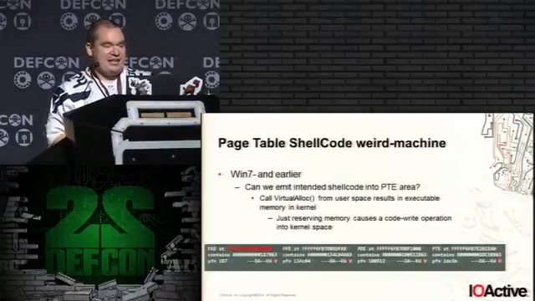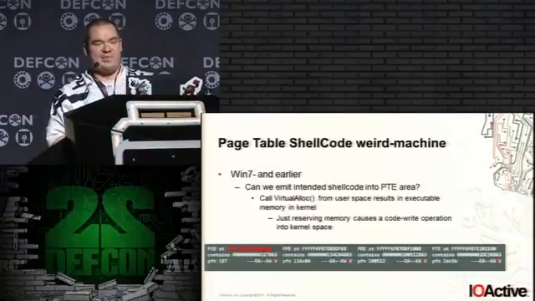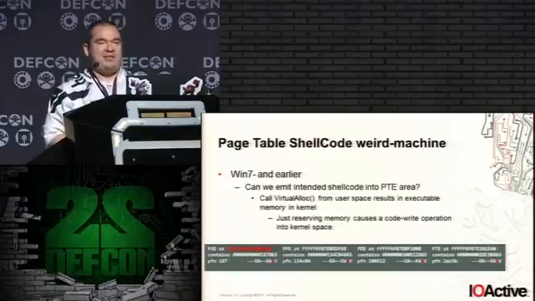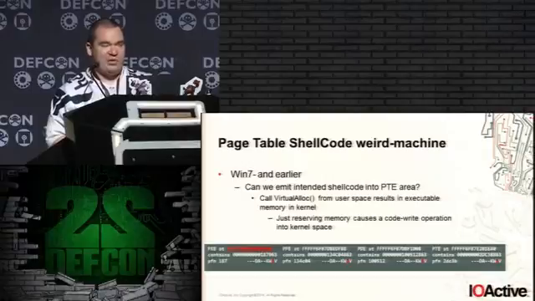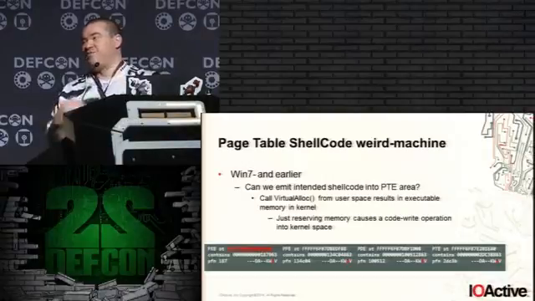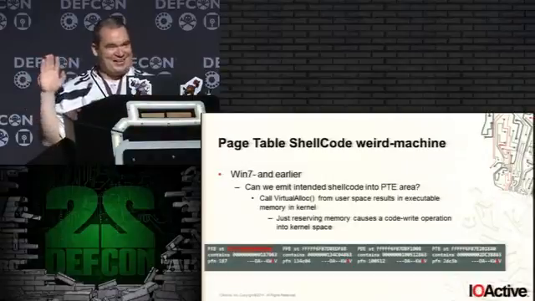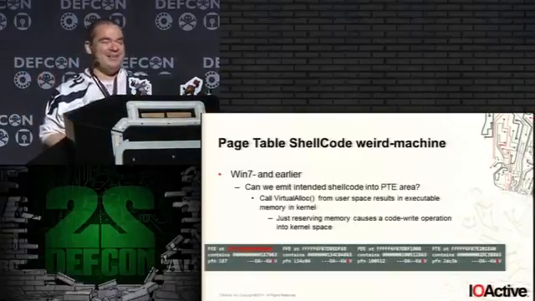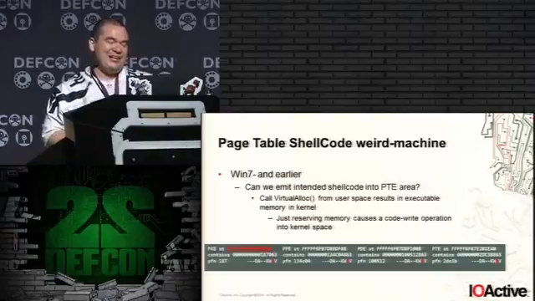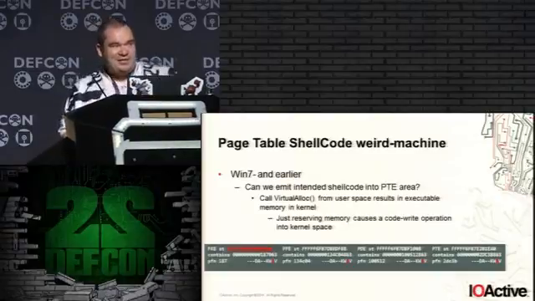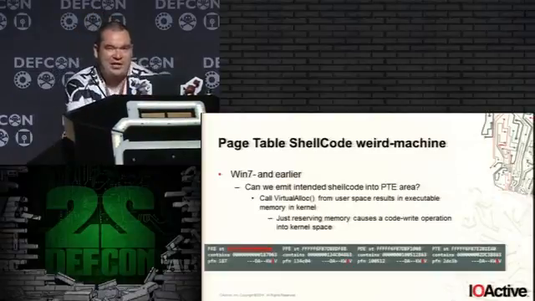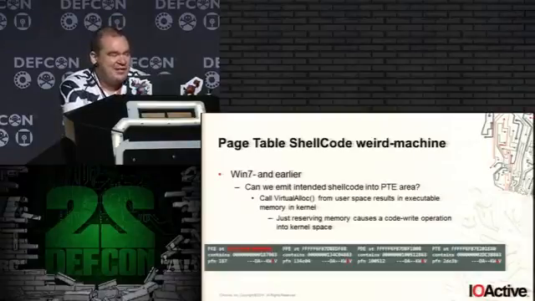Here's the actual page table shellcode weird machine. On Windows 7 and earlier, we can actually emit shellcode, or emit code, into the kernel. I love that I was not going to upgrade to Windows 8. I was like, I'll wait for 9. But I'm telling you, they did a lot of security. Windows 8 is a lot better in the kernel. There's a lot of really interesting things they did. 8.1, they brought back the start menu, so it's like, oh, great.